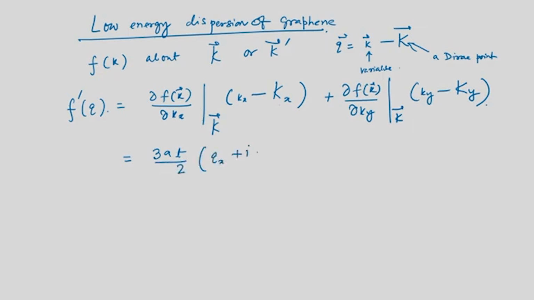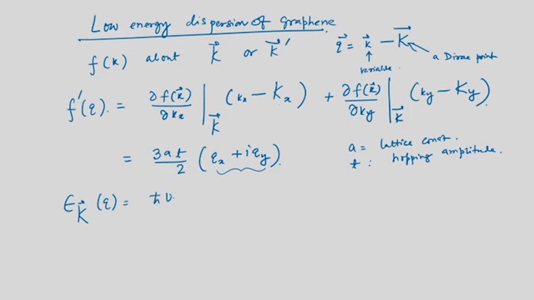If you do that, this yields a spectrum which is 3at/2 times (q x plus i q y), where a is the lattice constant, which is 1.42 angstrom, as we said earlier. t is of course the hopping amplitude, and these are the wave vectors q x and q y. i is of course the imaginary number. The low energy dispersion at K is ħ v F, where v F is the scale, times (q x plus i q y).